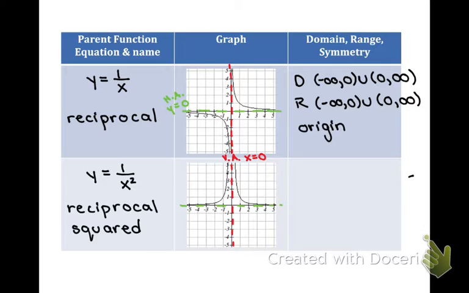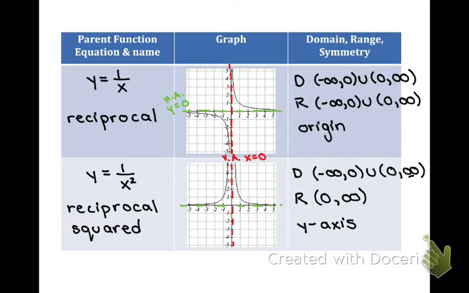0. All right, so when I look at domain here, my domain, scanning left to right x values, is still negative infinity to 0, union 0 to infinity. My range, though, the lowest this graph goes is 0, but it's not included. It gets that parenthesis all the way up to positive infinity. And the symmetry of our reciprocal squared parent function is to the y-axis. Boom. So 8 parent functions you want to make sure you know inside and out.